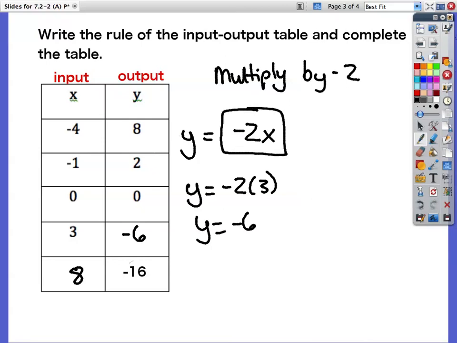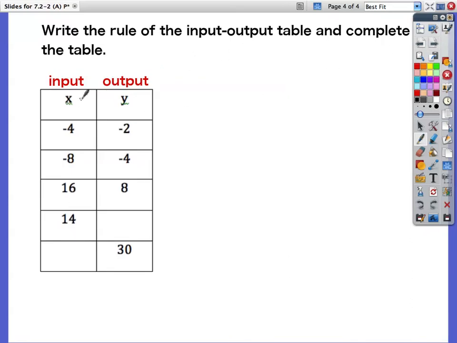Let's do one more, then you're going to try these by yourself. Okay, same thing, but in this case, this looks a little different. What in the world could the rule be? And sometimes when you're trying to find the rule, you're going to have to guess and check. Well, right away, I kind of see that my numbers look like they're getting cut in half. So I have a clue right there. It almost looks like we're dividing by 2. And so how would I write that as a rule?